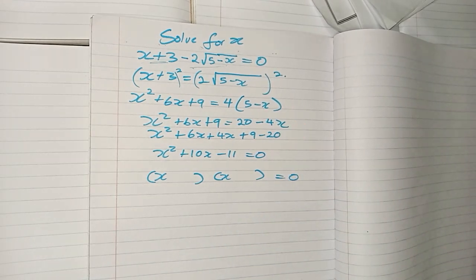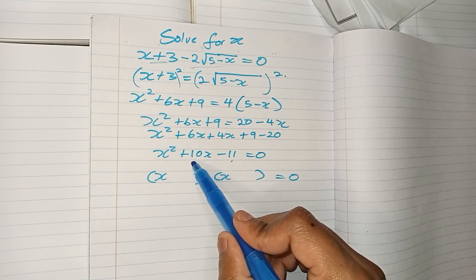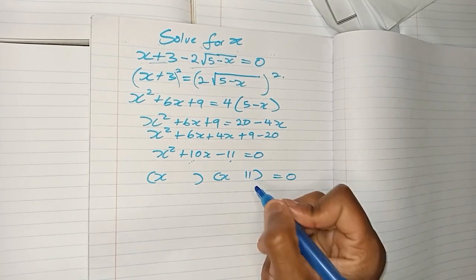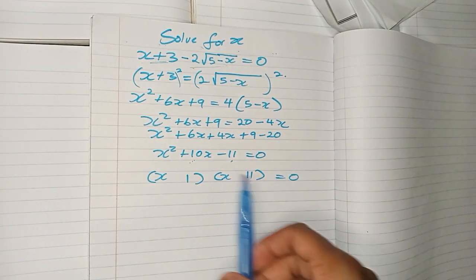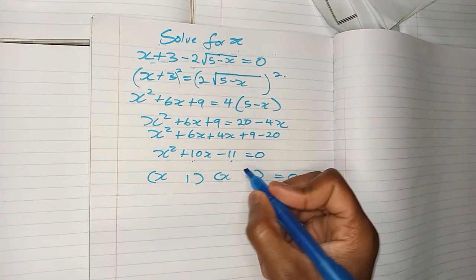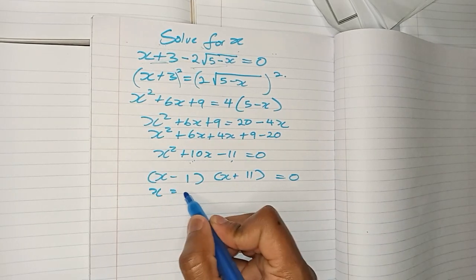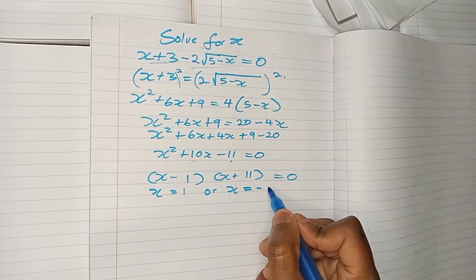Now we're looking for two numbers. These numbers, whenever you multiply them, they give you this number, but if you add them, they give you this middle term, right? So already I can tell that it's going to be 11 and 1, because now the 11 has to take the sign of the middle term. We have spoken about that before. Our answers are actually going to be x is equal to 1 or x is equal to minus 11.